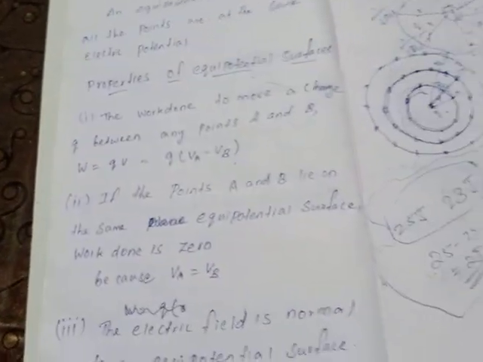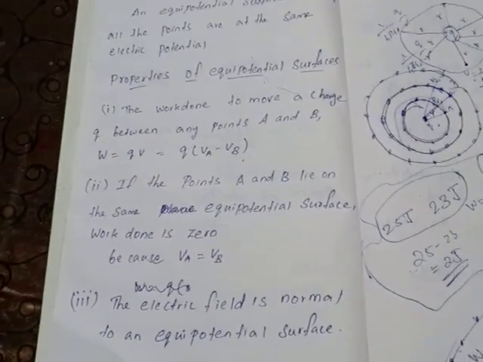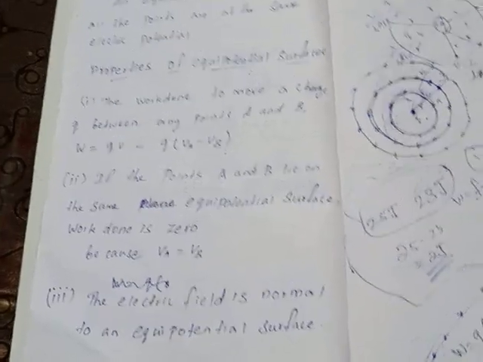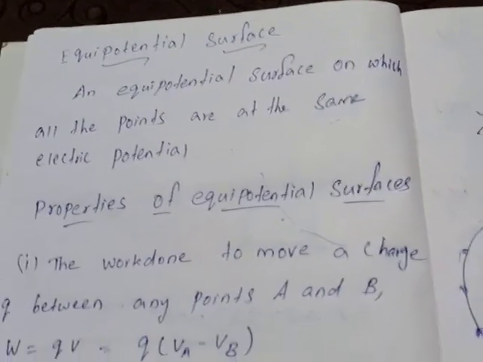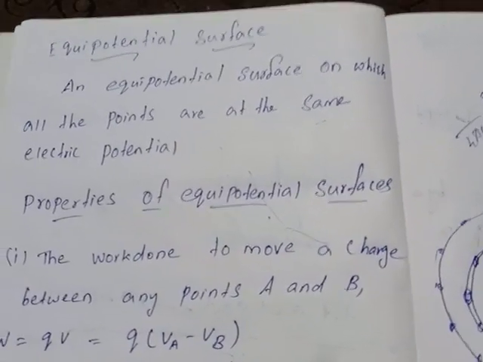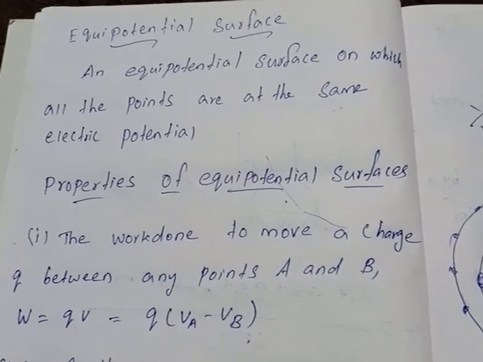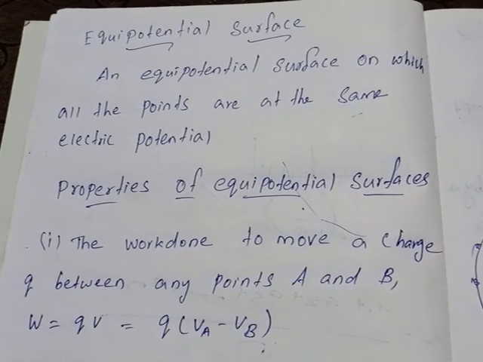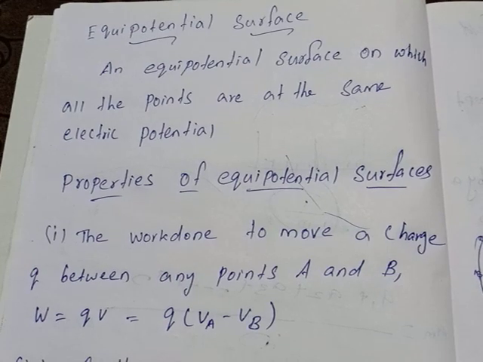This is one of the very important 3-mark questions. First you can learn the equipotential surface definition. It is important for 2 marks: an equipotential surface is a surface on which all the points are at the same electric potential.